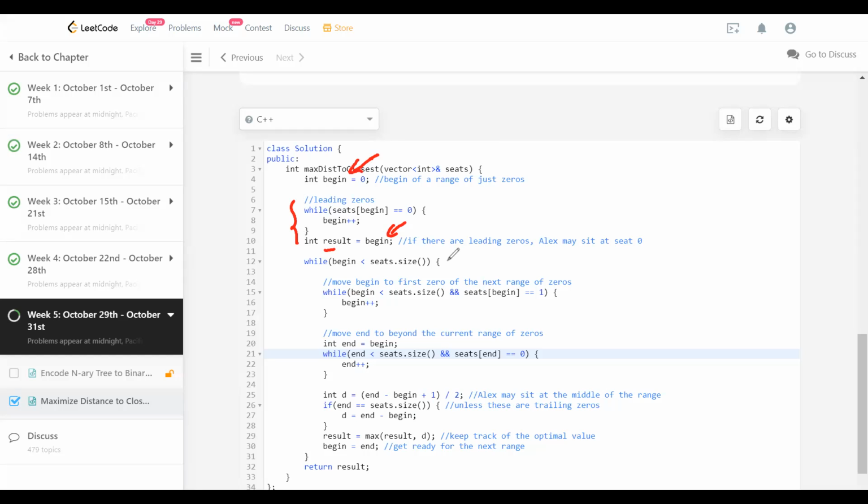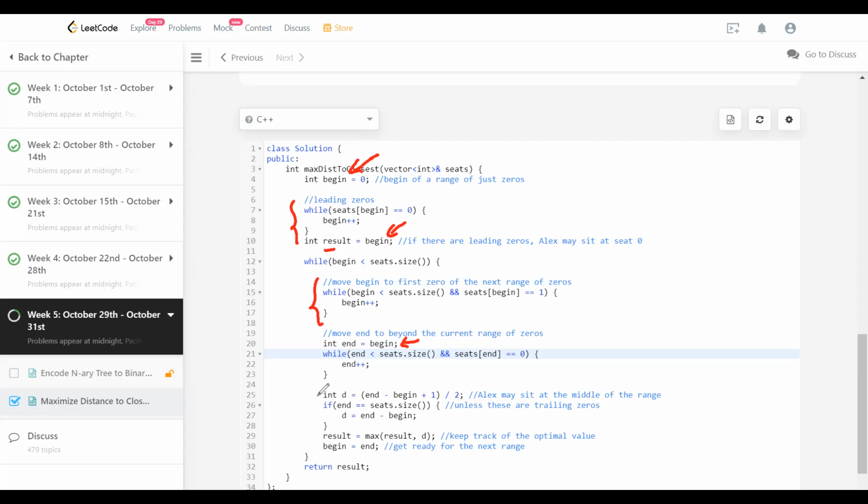Now in this while loop, every time I start, begin may not be pointing to a zero, but it could be pointing to a one, or if it is pointing to the end of seats, we'll come out of the while loop. If it is pointing to a one, the first while loop is going to move begin to the first zero of the range of zeros we are going to find. So when we're out of this while loop, we are pointing to the first zero of the range, and end is going to start from there itself, and then it's going to move until it points to the first one, unless we are already at the end of the array.